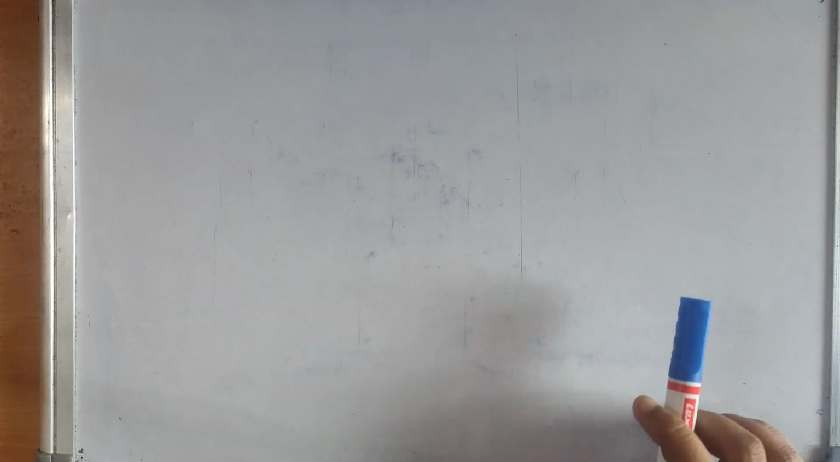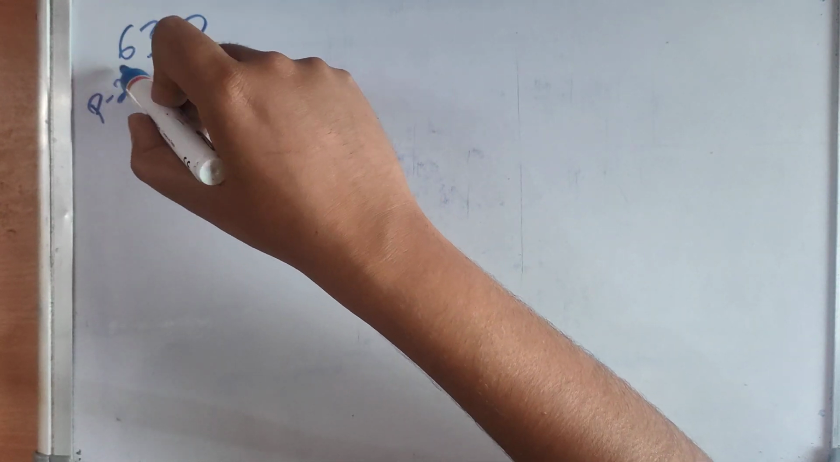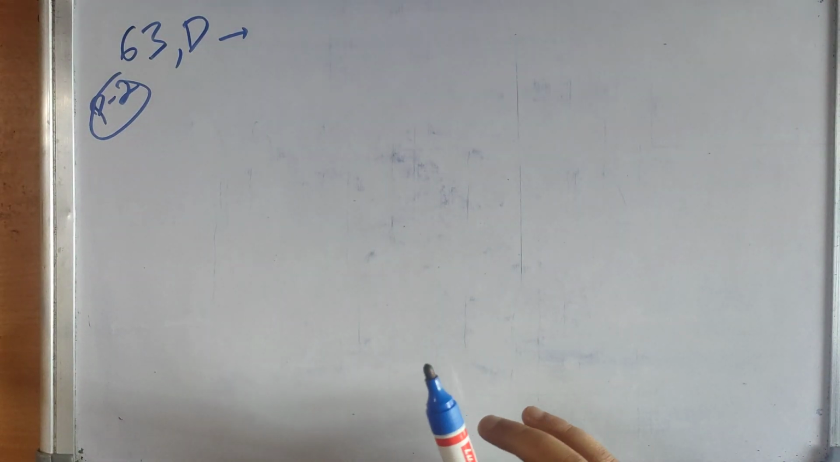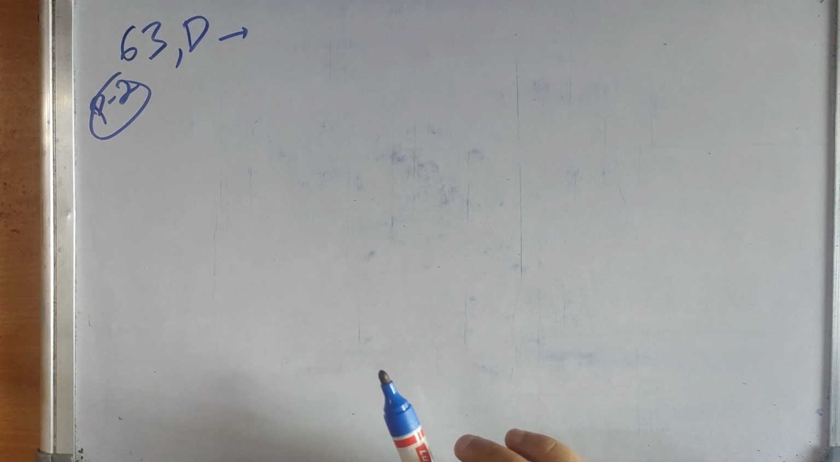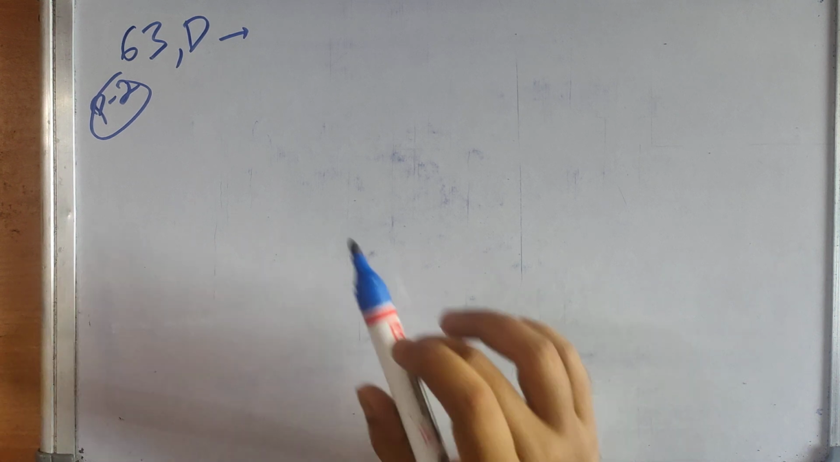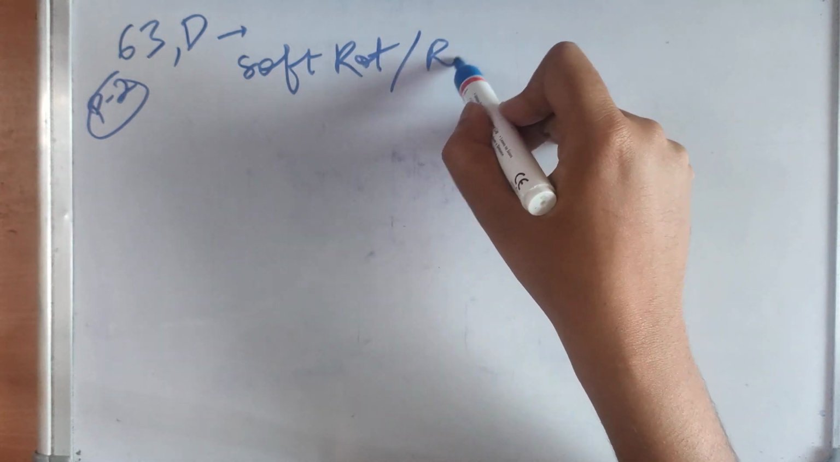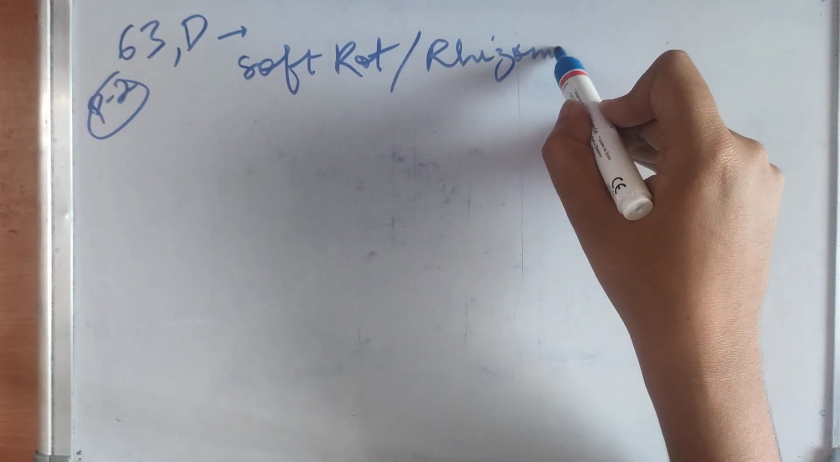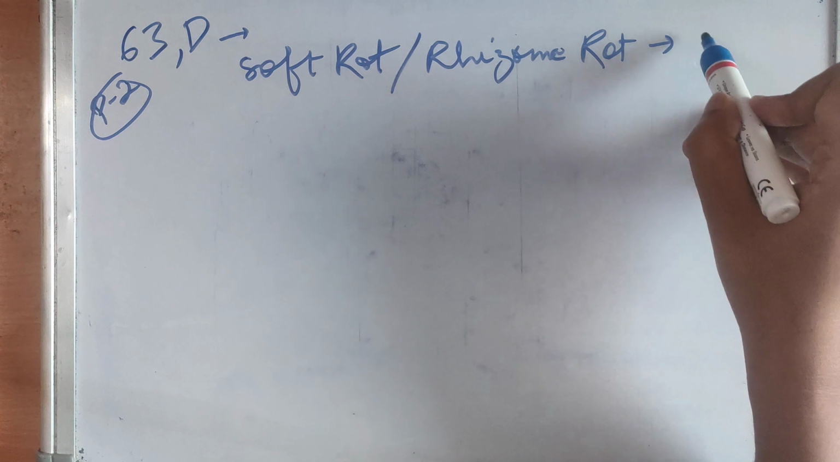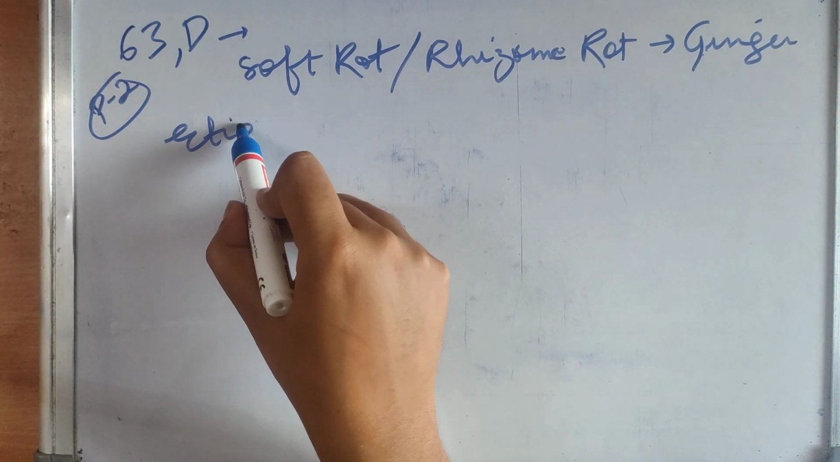So today we are going to do topic 63D, that is pest disease and their management, continuation of the topic pest disease and their management, topic 63D of paper 2. So the first disease we are going to discuss today is soft rot, or you can also say rhizome rot of ginger. So what is its etiology?